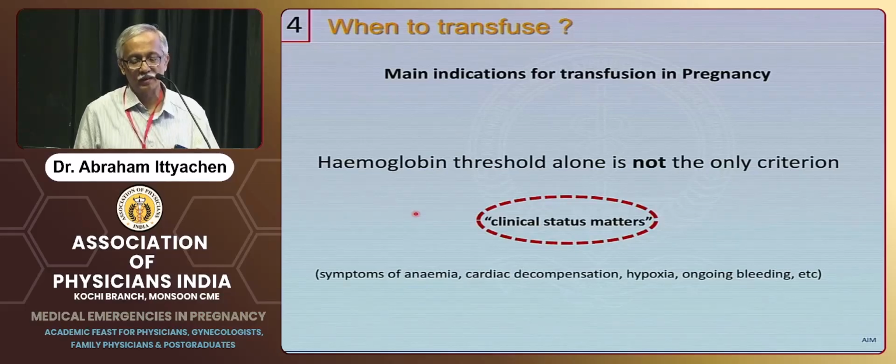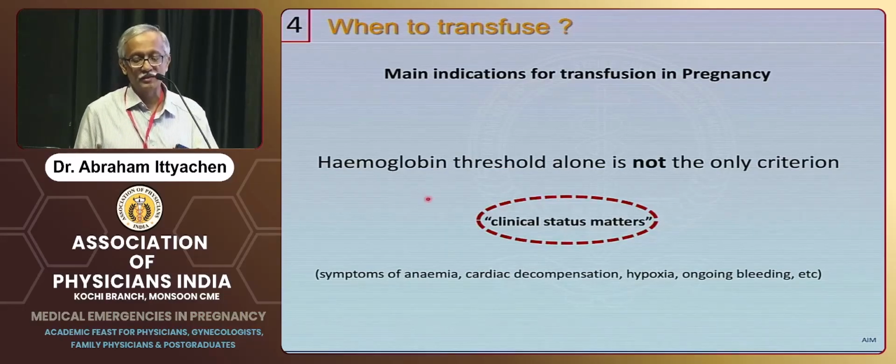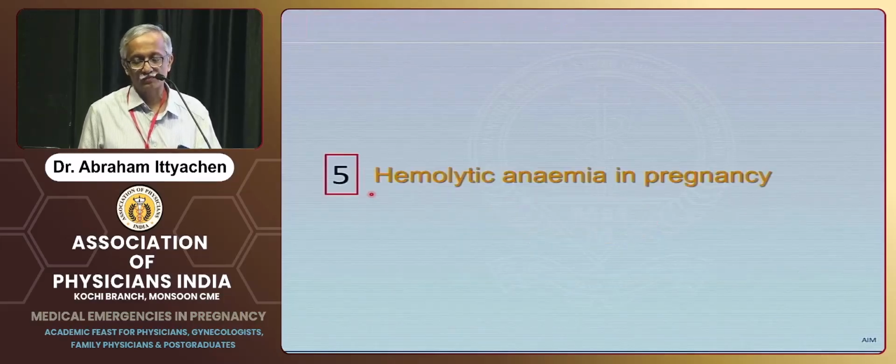It should not be like that, it's 6.9, I won't give blood, let it go below 7. Ultimately what matters is your clinical judgment. If you feel that the patient has got features of hypoxia, cardiac decompensation, is requiring additional oxygen, then definitely there is an indication for blood transfusion.